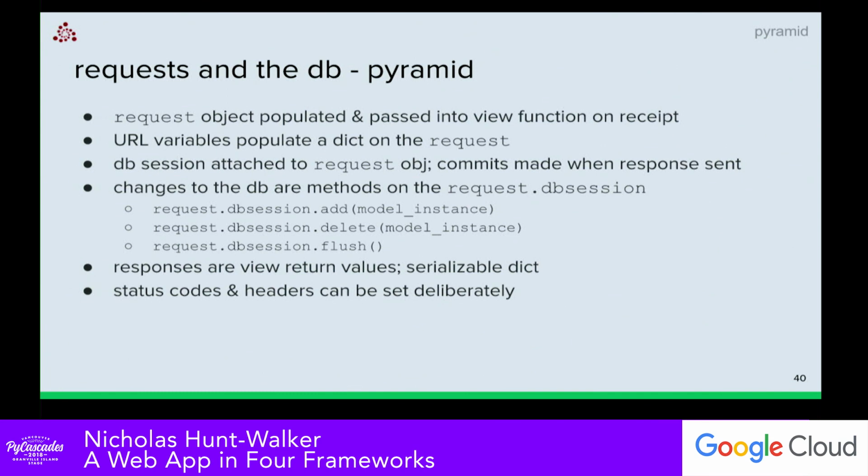The request object gets passed by default to the view function on receipt. So you have to have that first argument in there. You have to say, here's my view, parameter list. The first argument must be the request object. You can call whatever other parameter you want to request, but the first thing is always going to be the request object. Any URL variables will populate a dictionary on the request object called a match dict, and you can pull data out of the match dict from there.